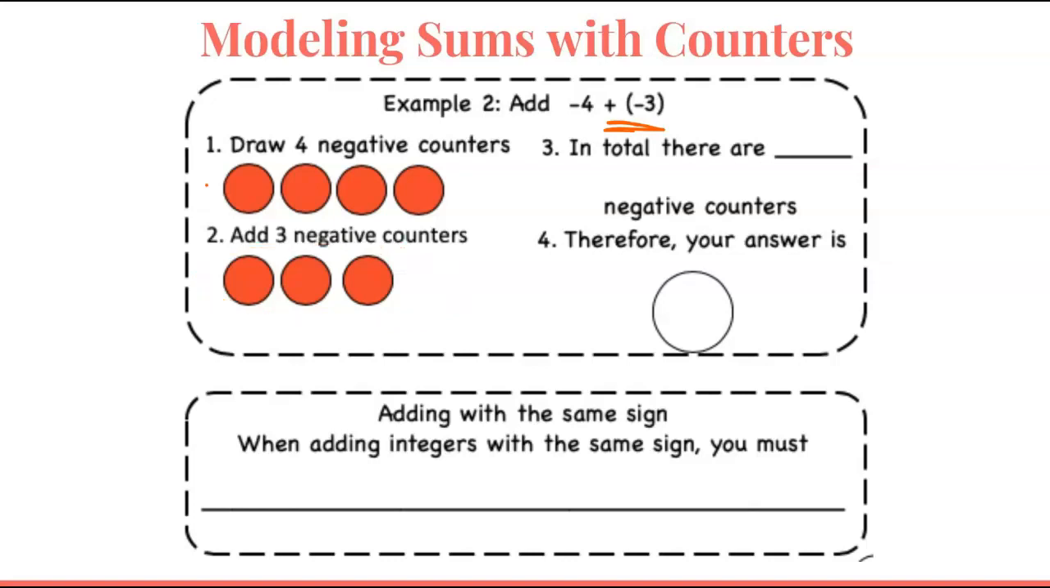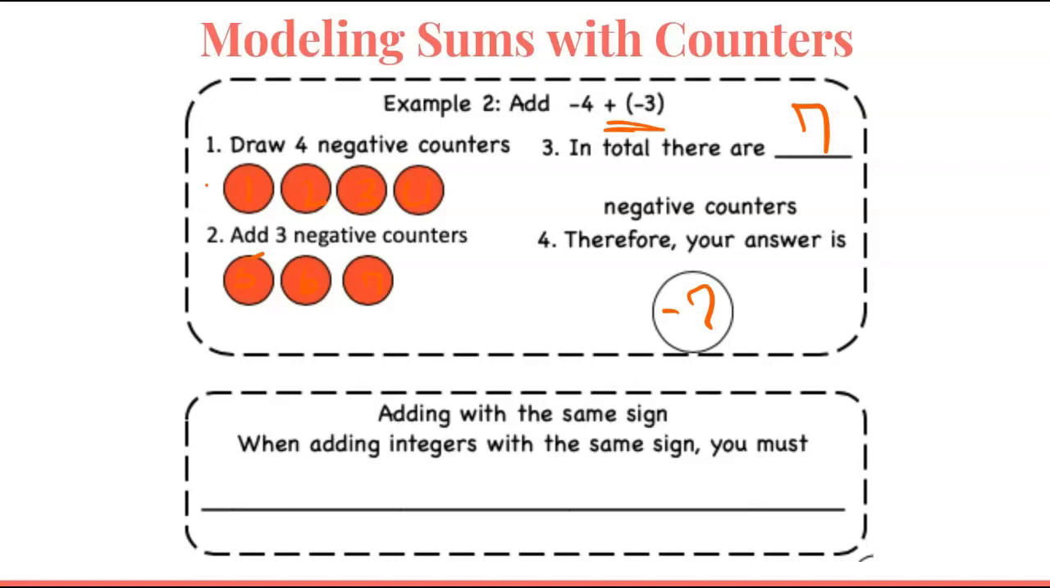And then since we're adding, we're combining, we want to find the total number of counters we have now. And if you count them out, we have 1, 2, 3, 4. I know it's red on red, but 5, 6, 7. Kind of hard to see, but there are 7 negative counters, 7 red counters. So in total we have 7 counters. Since they're all negative, that means my answer is negative 7. It's very simple. If you add 2 numbers that are positive, you get a positive answer. If you add 2 numbers that are negative, you get a negative answer.